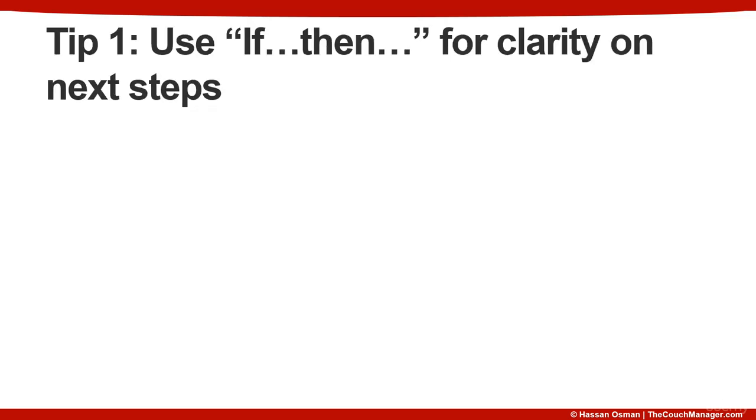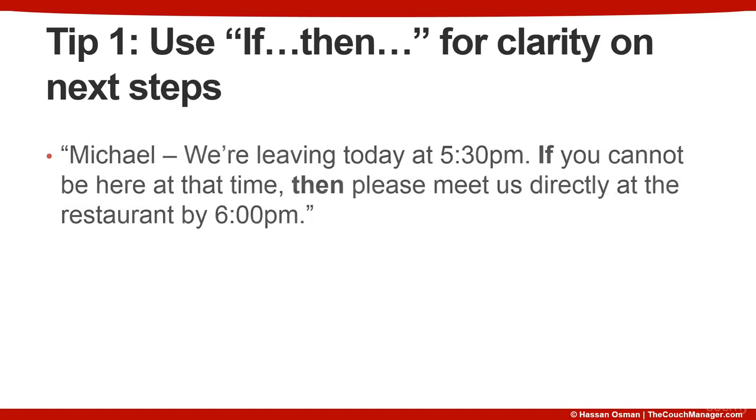So tip number 1 is to use if-then for clarity on next steps. And the best way to explain that is to give you a couple of examples. So the first example is me sending an email to Michael saying, Michael, we're leaving today at 5:30 p.m. If you cannot be here at that time, then please meet us directly at the restaurant by 6 p.m. So I'm reducing the amount of back and forth email, and I'm giving Michael an option that if he can't make it by 5:30 p.m., to meet us directly at the restaurant.